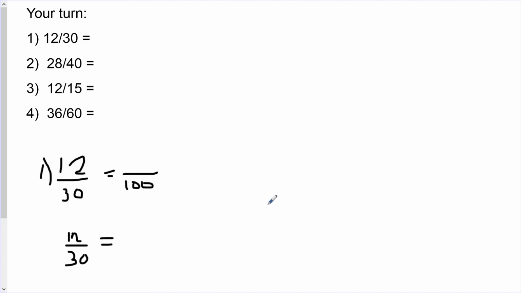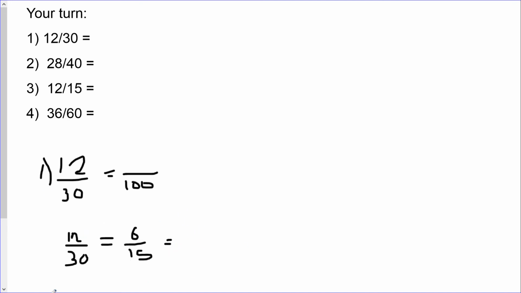So I go through my questions now, don't I? Do they go into the 10 times table? No, they don't. 30 does, 12 doesn't. Do they both go into the 5 times table? 30 does, but 12 doesn't. Do they both go into the 2 times table? Oh yes, they do. So 12 divided by 2 is 6. 30 divided by 2 is 15. Can I go from 15 to 100? No, I can't. So now I'm going to have to simplify it again.